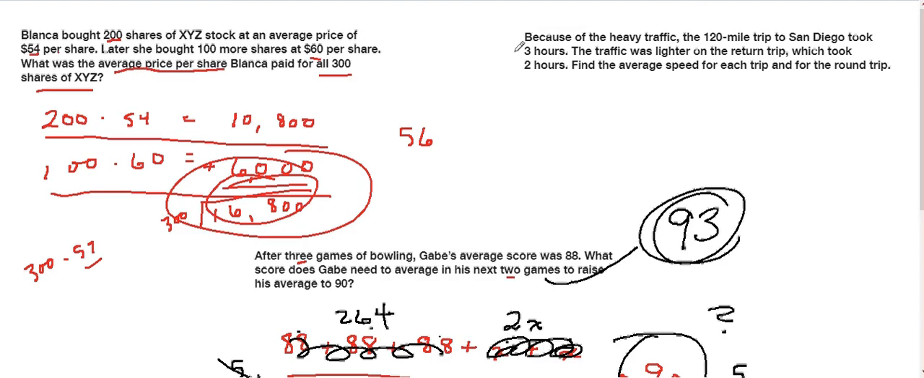Last problem for today. Because of the heavy traffic, a 120-mile trip to San Diego took 3 hours. The traffic was lighter on the return trip, which took 2 hours. Here, let me get rid of.